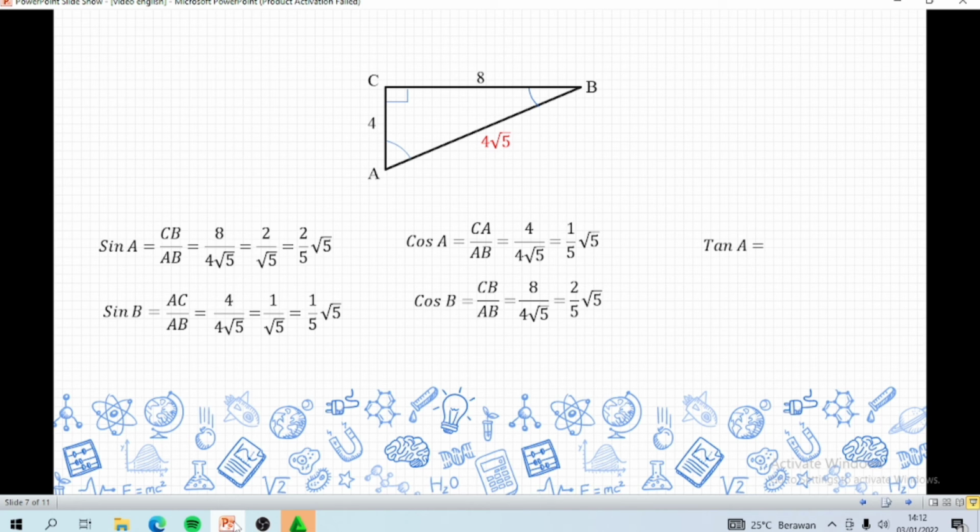Tan A equals CB divided by AC equals 8 divided by 4 equals 2. Tan B equals AC divided by CB equals 4 divided by 8 equals 1 divided by 2.